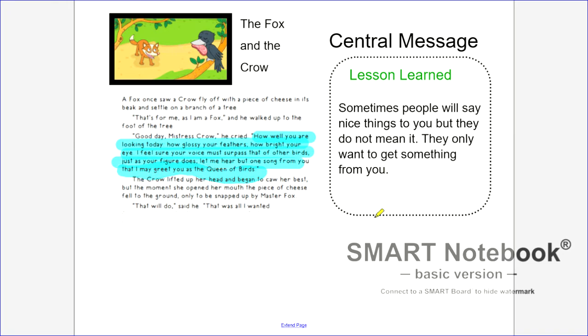So our central message, meaning the lesson that we learned, is that sometimes people will say nice things to you, but they do not mean it. They only want to get something from you. So as you go forward in your life, just think about that: maybe somebody's saying some really nice things to you, or they're being really nice to you, but if you have candy, they might just want that candy. Or if they're being really nice to you when you're on the video game, they might not mean it, they just might actually want to play the video game that you're playing, and that's their way of getting what they want.